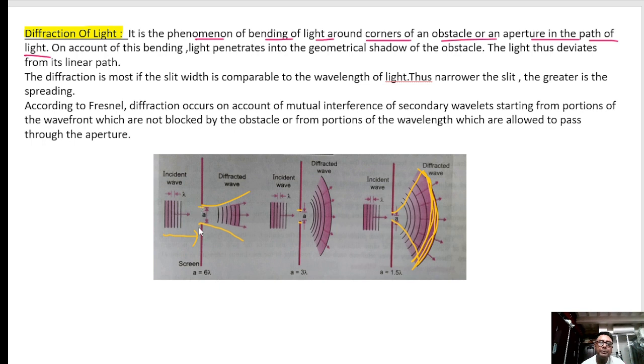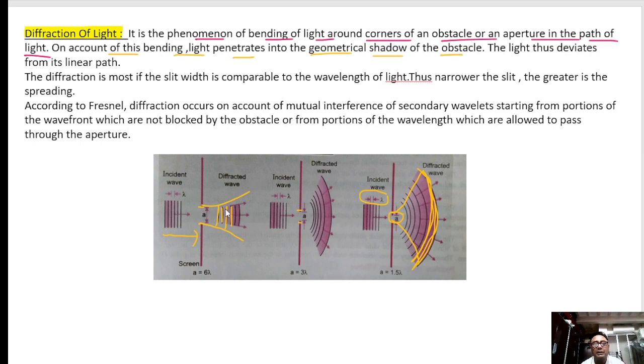And if the aperture is bigger, the light will take the form of plane wavefronts. Whenever light passes through an aperture, it will bend around the corners of the aperture. If the aperture size is more, it will take the shape of a plane wavefront, and if the aperture size is comparable to the wavelength of the light, the waves coming out will be of spherical shape. Clear?